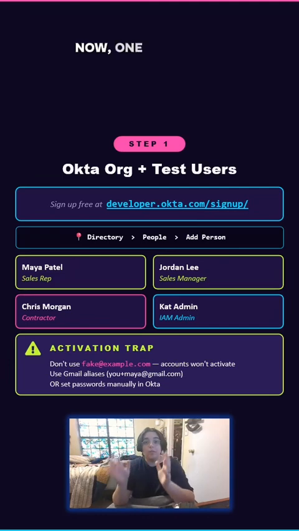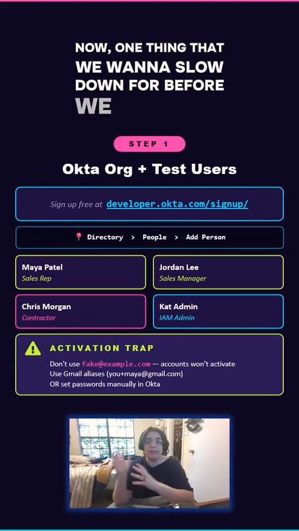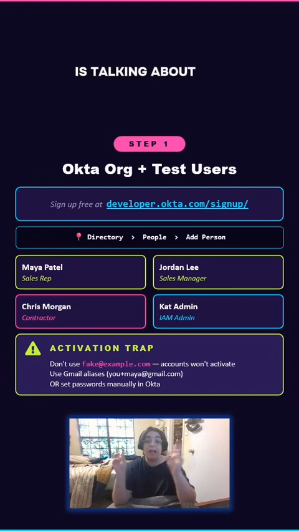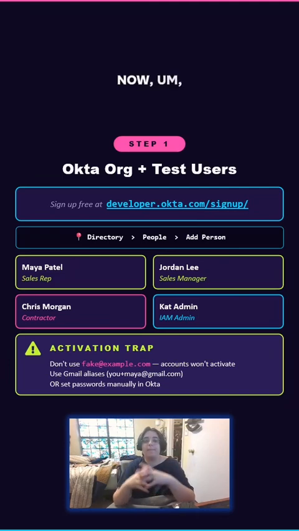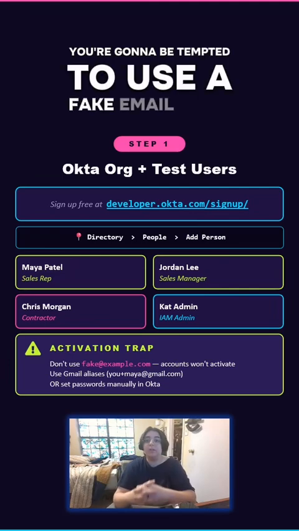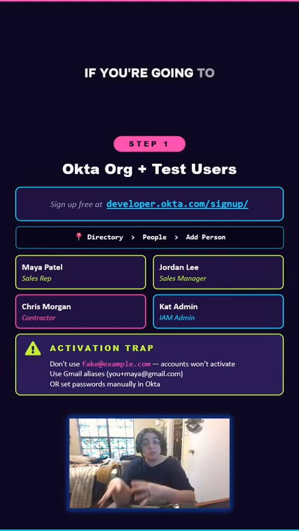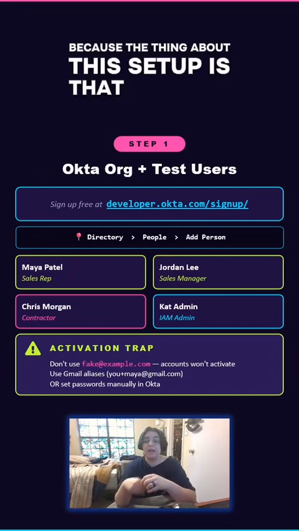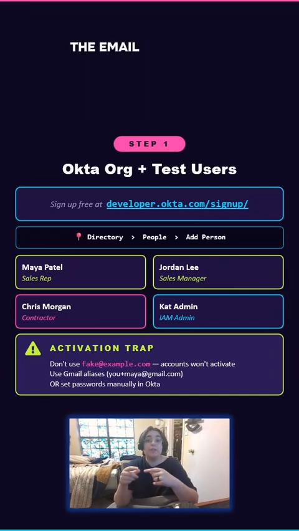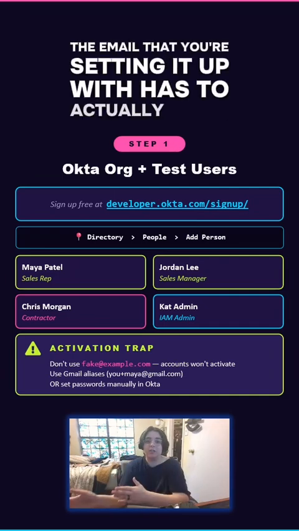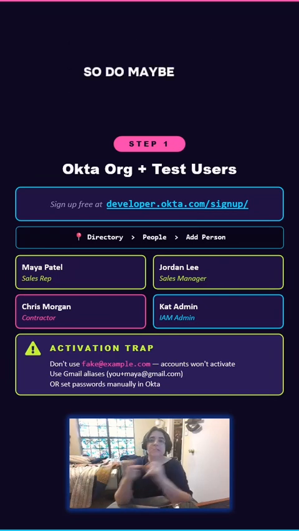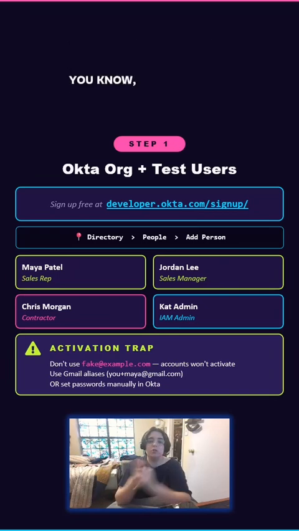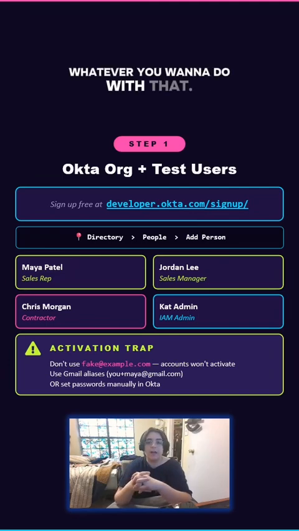Now, one thing that we want to slow down for before we get into the rest of this is the activation trap. You're going to be tempted to use a fake email here. If you're going to use a fake email, set up a fake email that actually works, because in order for this setup to work, the email that you're setting it up with has to actually work. So maybe do some test emails or Gmail aliases, whatever you want to do with that.